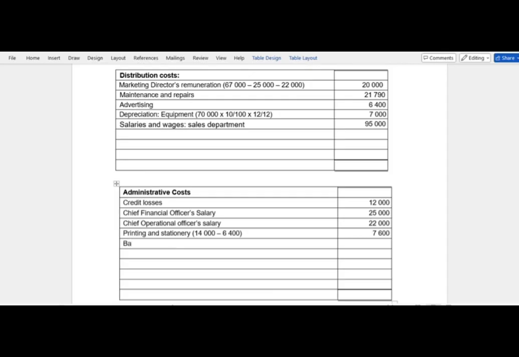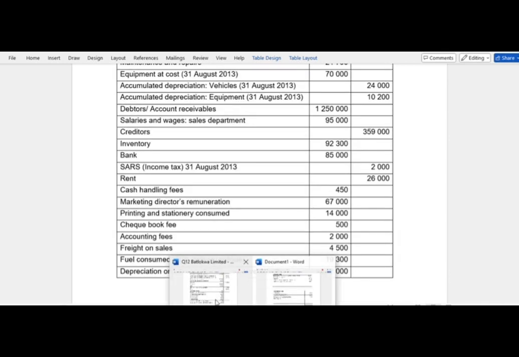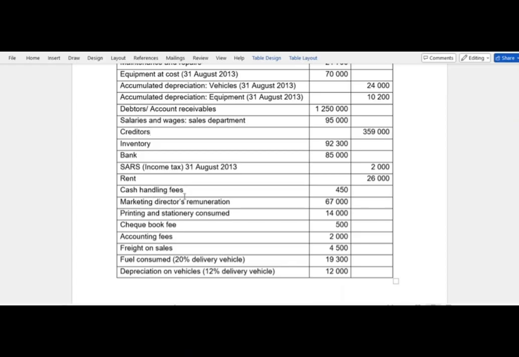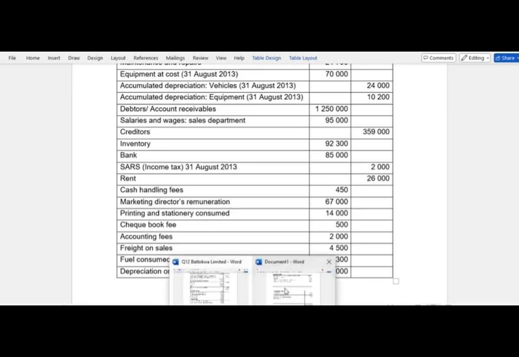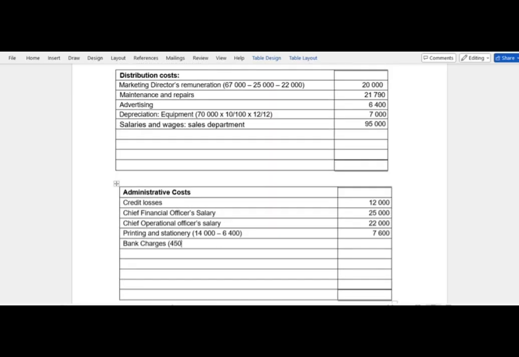So we're gonna say bank charges, right? Open brackets, bank charges, we open brackets, we're gonna do our calculations. One, we have cash handling fee of 450 and we have checkbook of 500. So we're just gonna say 450 plus 500. All right, and then we put that on our calculator.